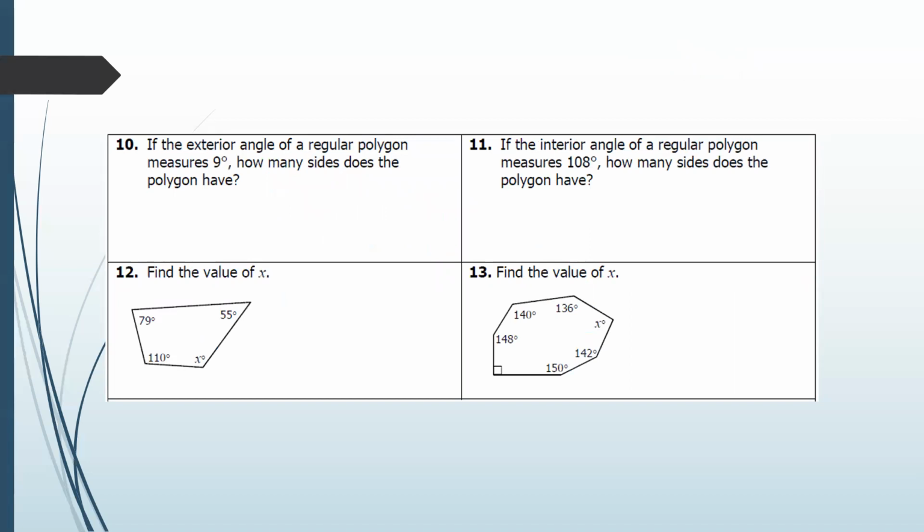If the exterior angle of a regular polygon measures 9 degrees, how many sides does the polygon have? Use the formulas that we've learned and try number 10. If you get it wrong, that's okay. Just try it. Do that now.